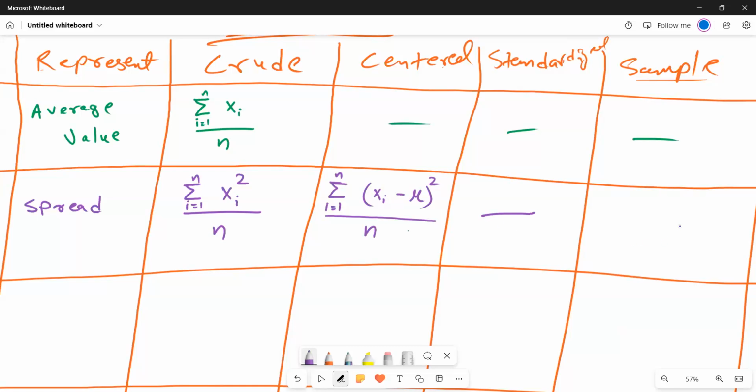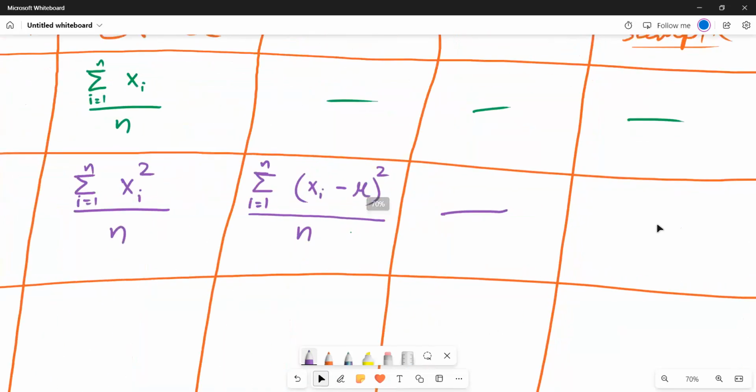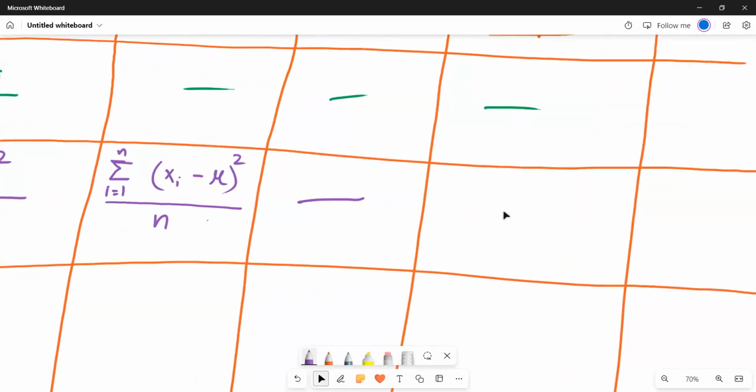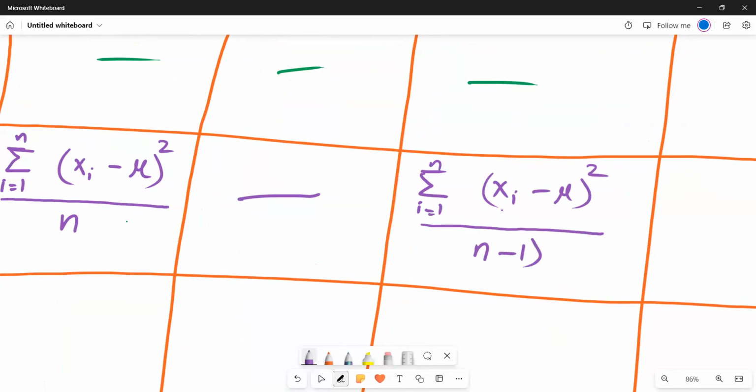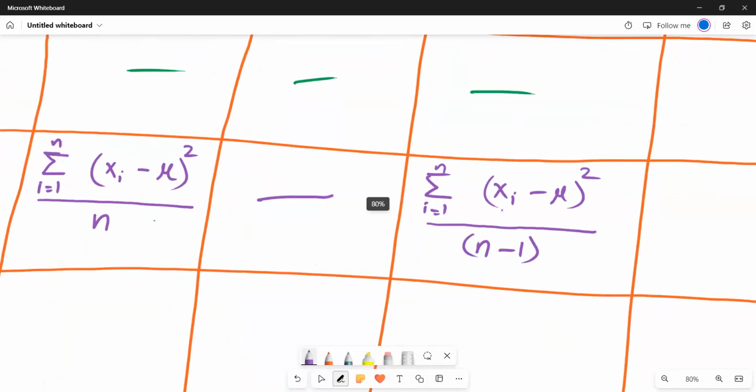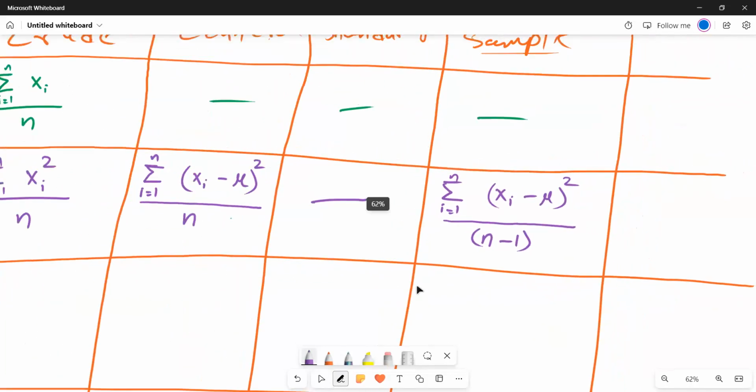So we have the sampling adjustments, and the sampling adjustment is done as follows. You'll simply use summation, I going from 1 to n, take xi minus mu, which is the mean of the data, take the square of the terms. What is done is we'll simply replace n with n minus 1, right? So this is the sampling adjustment that is done.